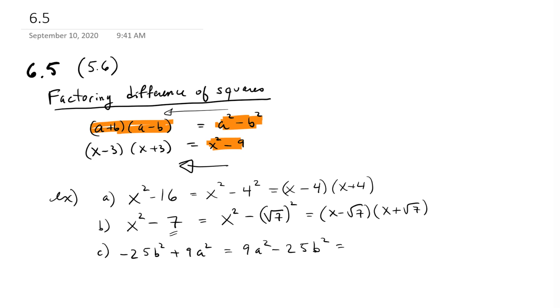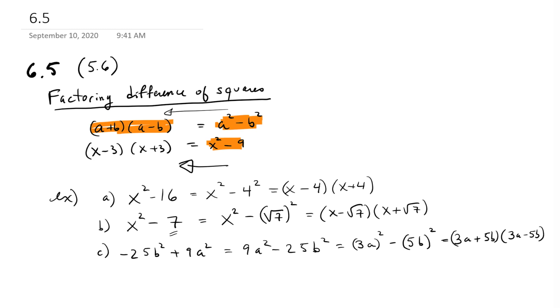So let's see if I can think about the first term as something squared. Well, 9 is 3 squared, and a squared is a times a. So if I squared 3a, I'm going to get back 9a squared. And same goes here. If I squared 5b, oh, I'm going to get 25b squared. So I do get a difference of squares. So that's going to be 3a plus 5b times 3a minus 5b.